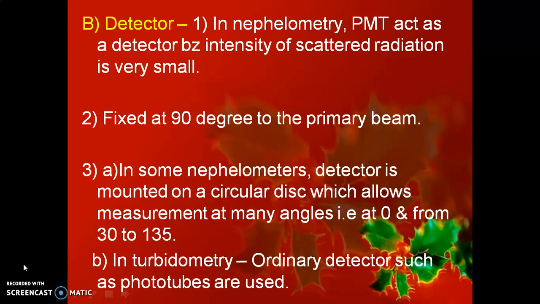This detector is fixed at 90 degrees to the primary beam. In some nephelometers, the detector is mounted on a circular disc which allows measurement at many angles, that is from 0 and from 30 to 135 degrees. In turbidimetry, an ordinary detector such as a phototube can be used.